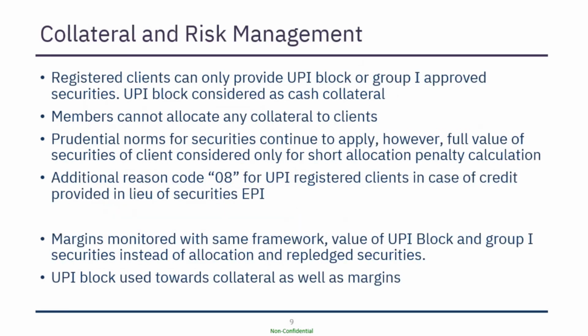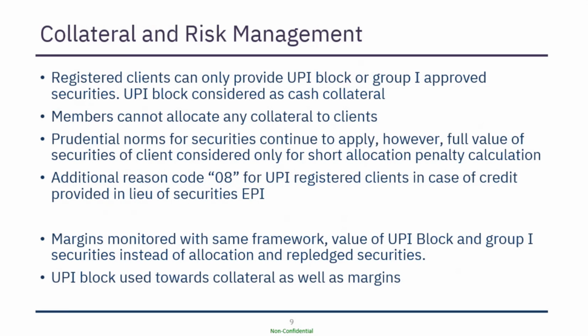So if a block is successfully created and accepted, then that is treated as collateral, and then the client can trade against the block. The clients who have registered for this facility can only provide cash collateral in the form of UPI block, and they can also provide Group 1 approved securities. UPI block, of course, is considered as cash collateral.